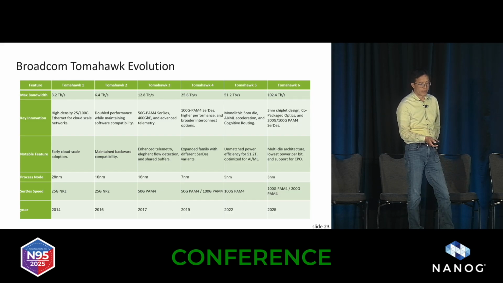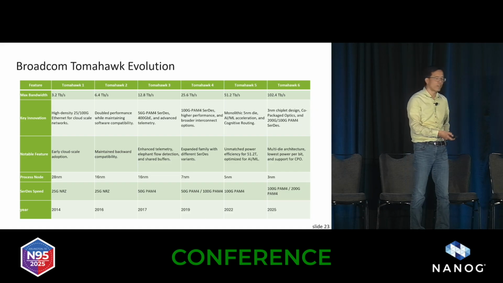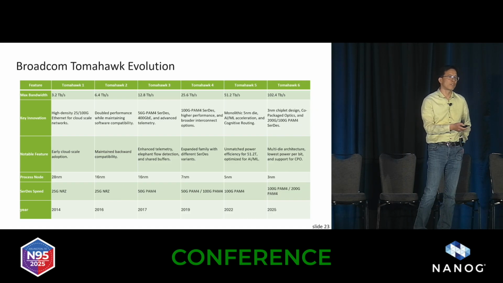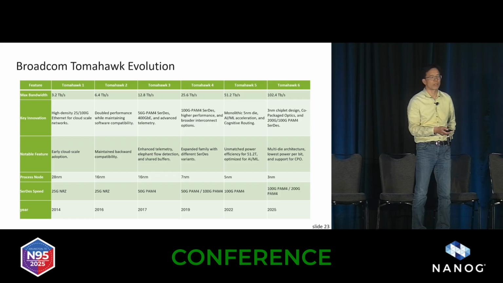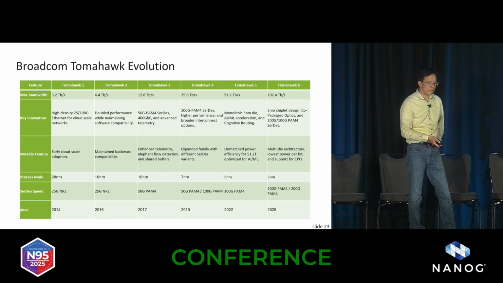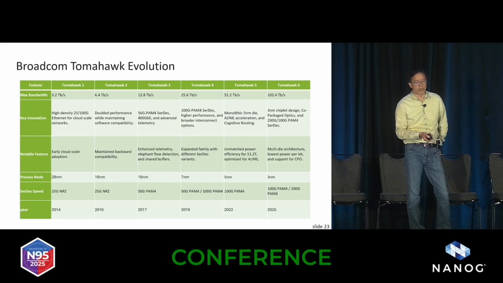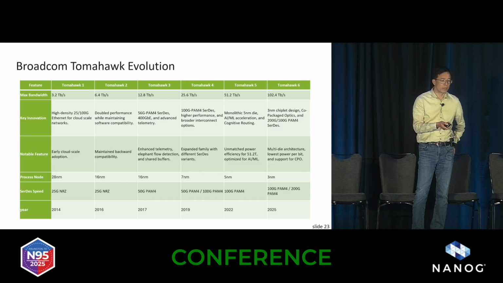So the first Tomahawk was released in 2014. If you look at the timeline, Trill started in 2009, Express started in 2012, and this is 2014. From Tomahawk 1 to today's Tomahawk 6, if you look at the max bandwidth, the first chip is 3.2 T. Today, they can reach up to 102 terabit per second on a single chip.